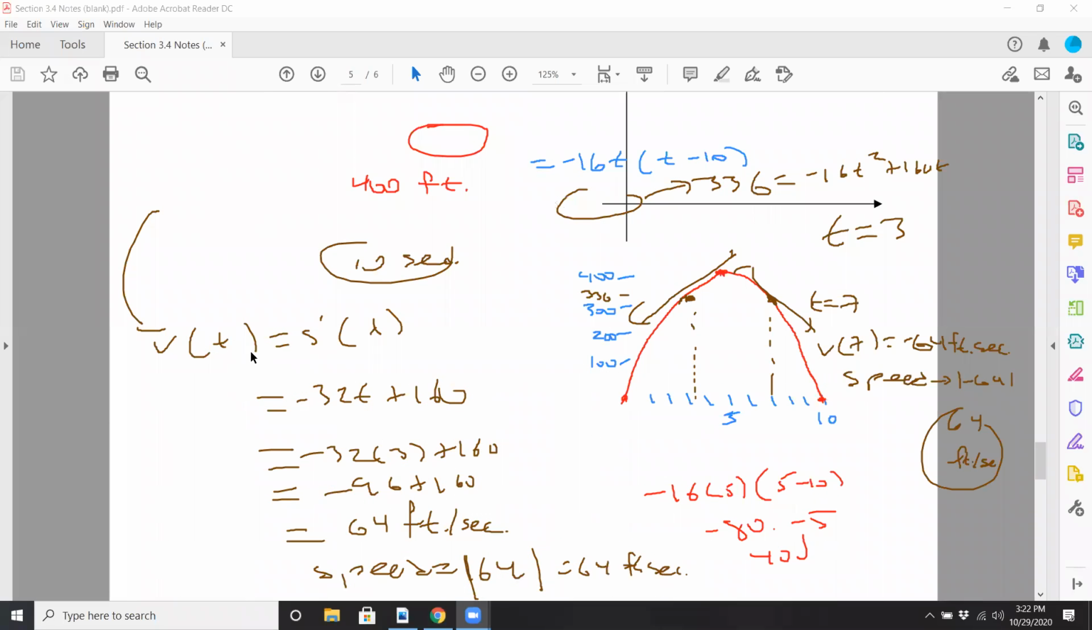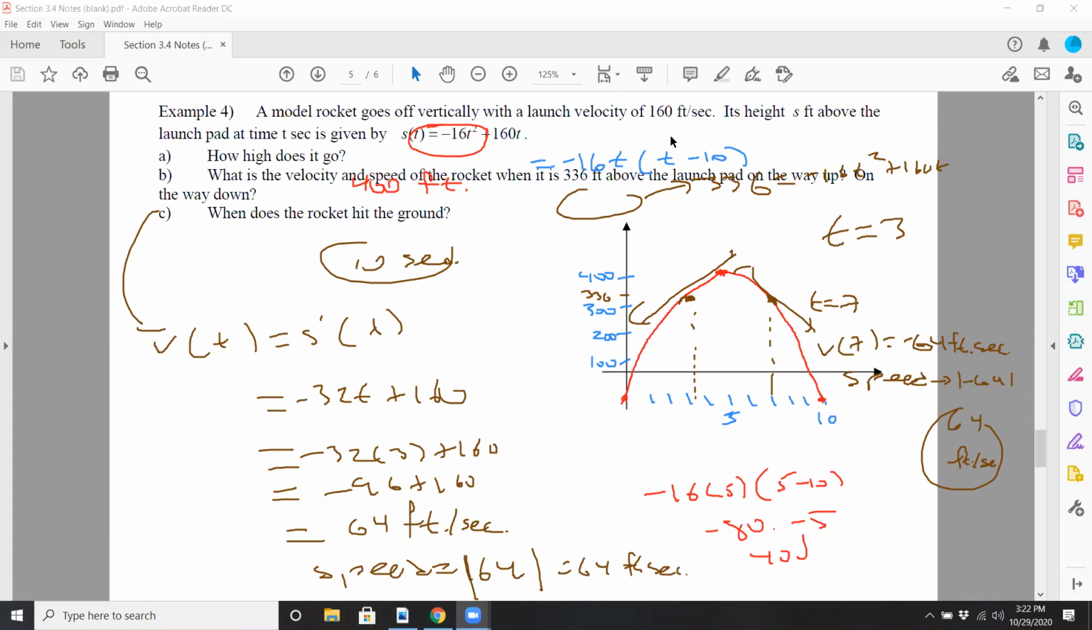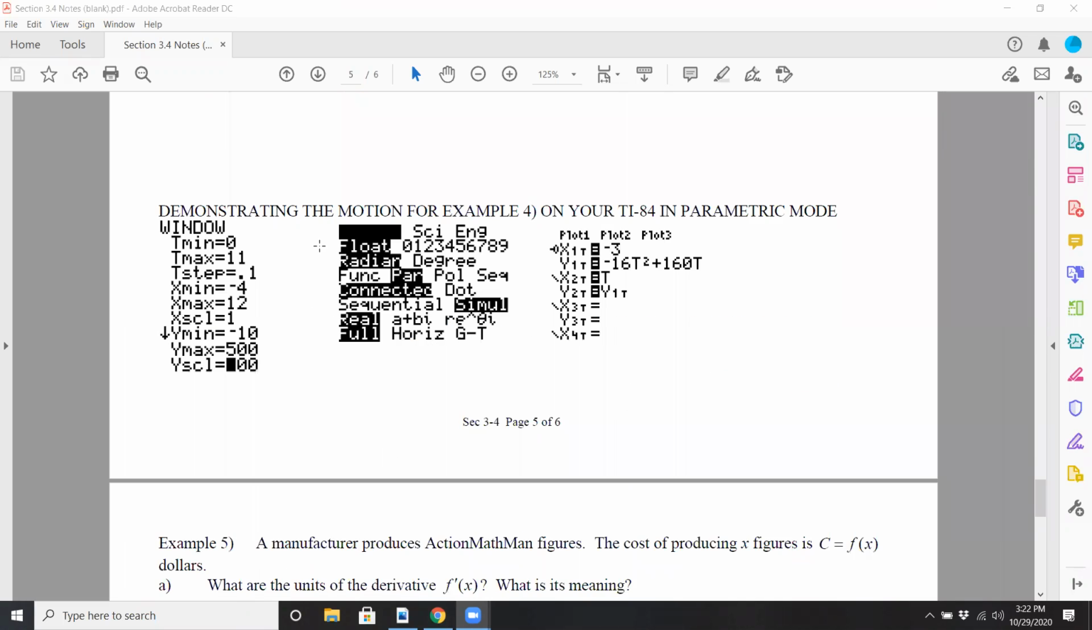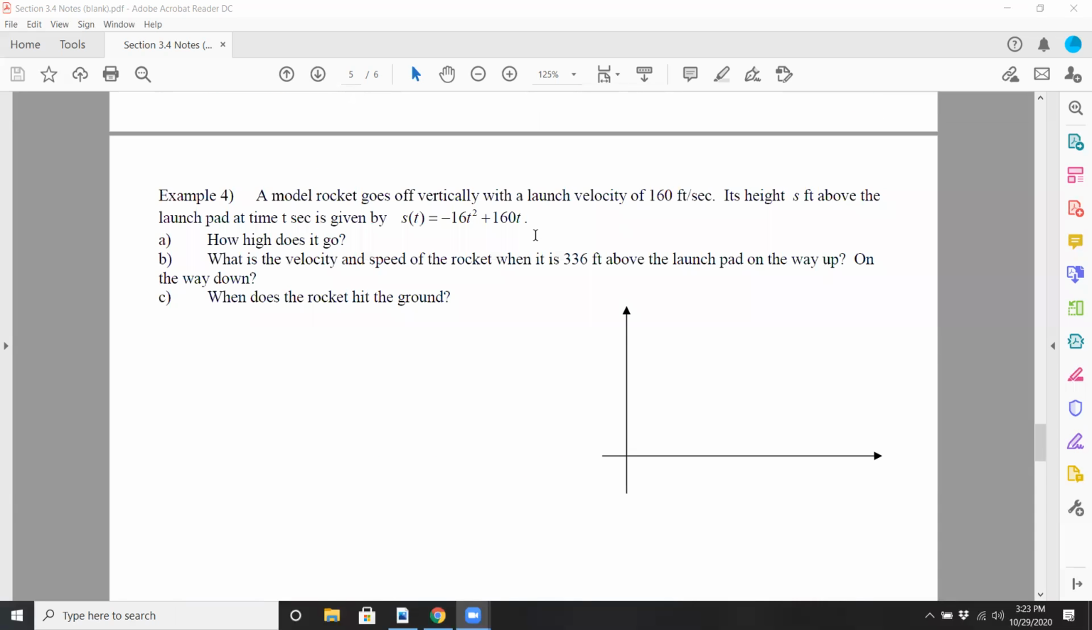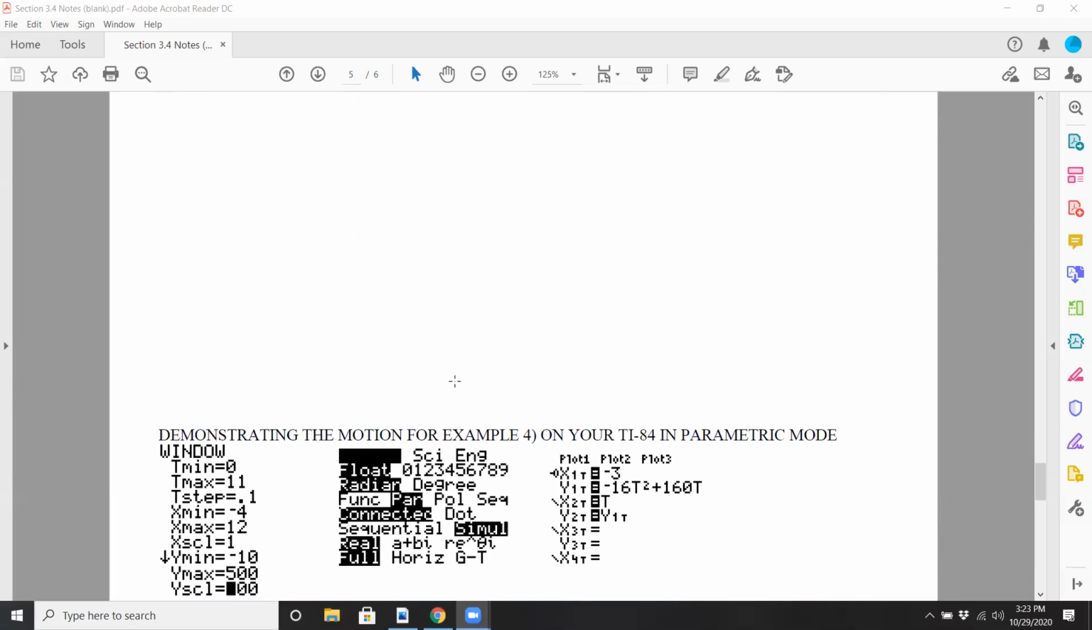Last page of the 3.4 notes. Let me go and clear these drawings from the previous example. Now, just so you know, you could actually model the motion for example 4 in your calculator using all these features here. And you would have to type in these values. I suppose you would do x equals -3. Not sure why you would do that actually.